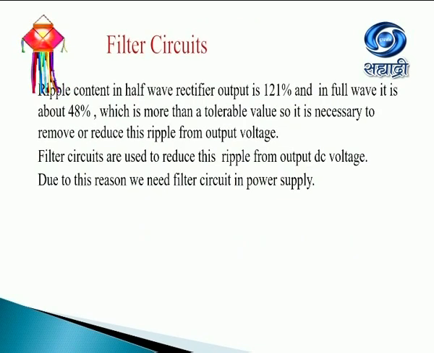The ripple content in half wave rectifier output is 121% and in full wave rectifier it is about 48%, which is more than a tolerable value. So it is necessary to remove or reduce this ripple from the output voltage. Filter circuits are used to reduce this ripple from the output DC voltage. Due to this reason, we need filter circuits in a power supply.